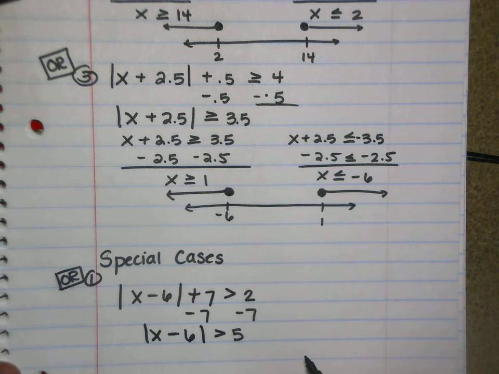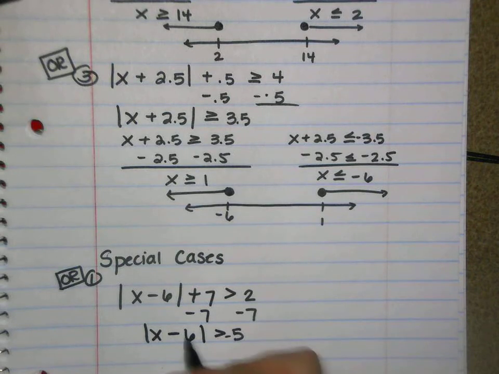Okay, this is a negative 5, right? Well, absolute values are always going to be non-negative, right? This is always going to be non-negative. If this is going to be greater than a negative number, it's always going to be true, so this is all reals.